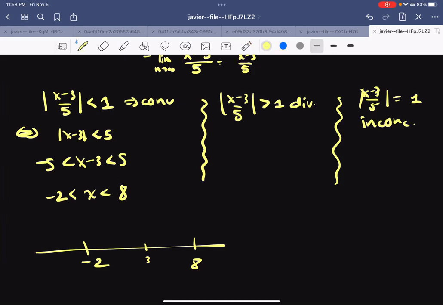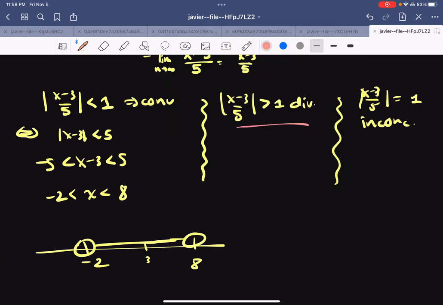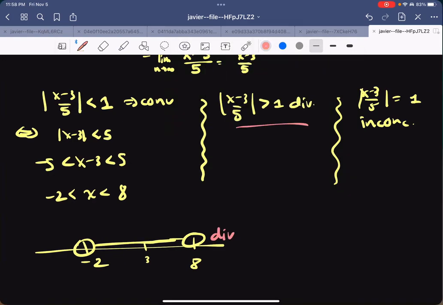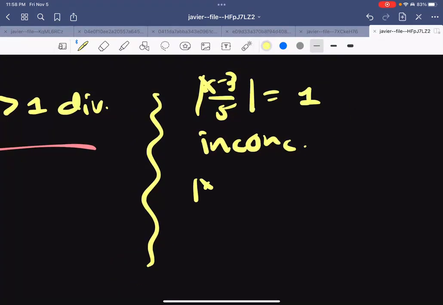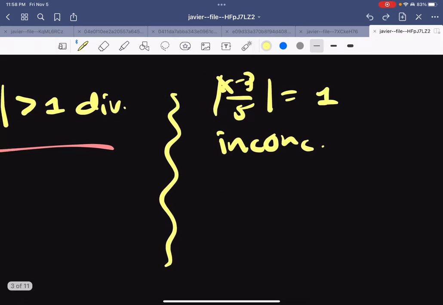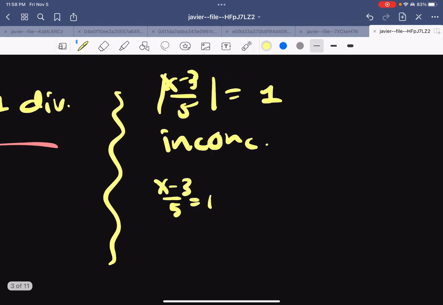All right, so we have convergence here from negative 2 to 8. We have divergence here, if that number is greater than 1. And we have inconclusive at the ends, so we have to check them separately. If (x minus 3) over 5 is equal to 1, the test is inconclusive.